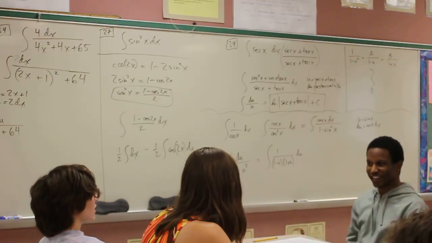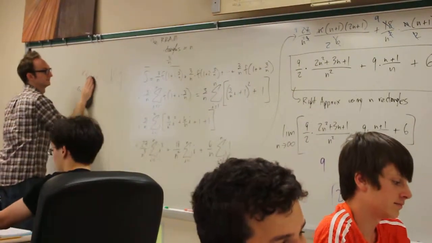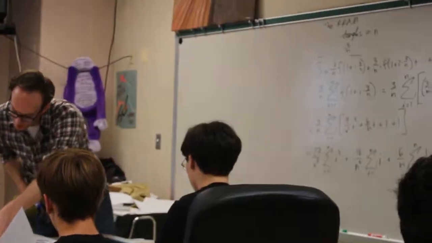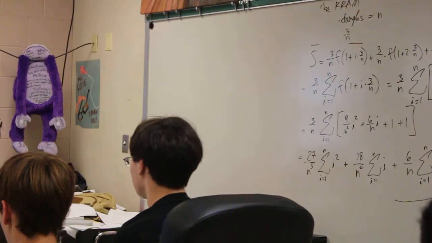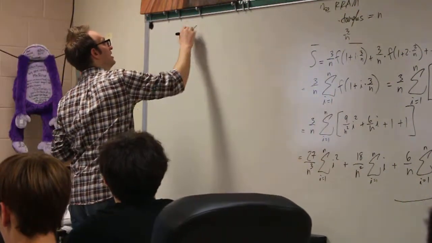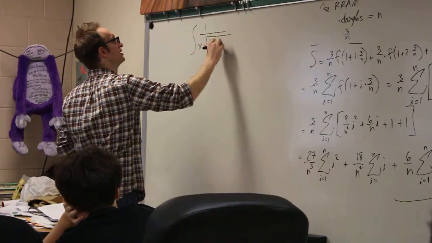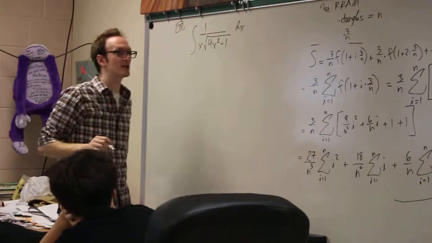Okay, let's do one more problem. Can we go back to the Wallops packet? We can. Can we do number 28? 28 from the Wallops packet. That one's similar to the other one. Yeah, so that's 1 over x root 4x squared minus 1. Is this the problem? Yeah.